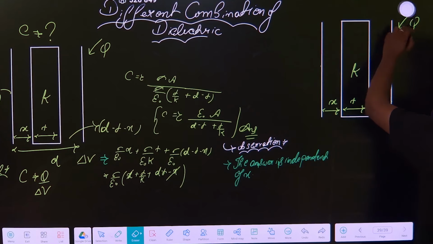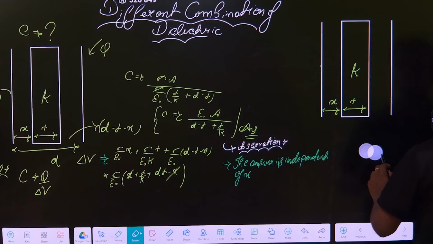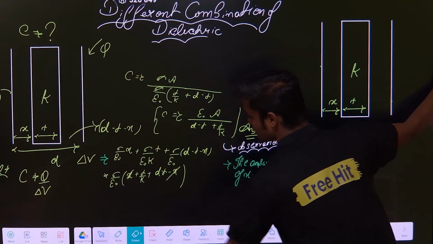I hope the first observation is very clear to you. Now, what is the second observation I am trying to make? Let's see here.